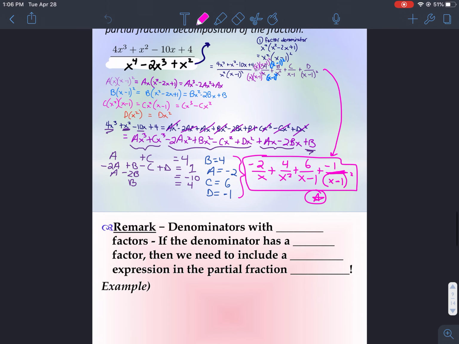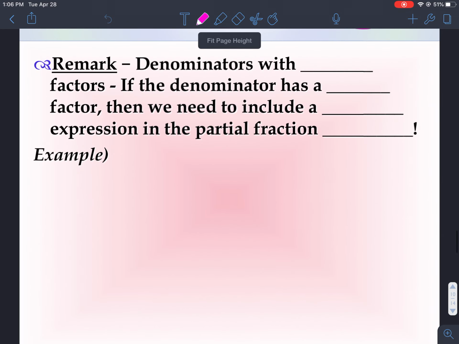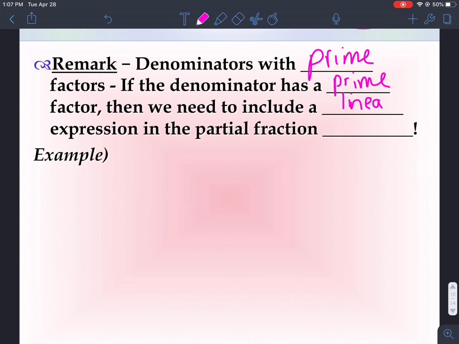There is a third type of problem, and that's going to be a denominator with prime factors, which means you will not be able to split up the bottom. If the denominator has a prime factor, then we need to include a linear expression in x in the partial fraction numerator. I'll put numerators because this is going to be a decomposition.